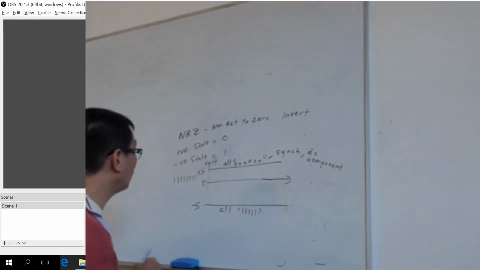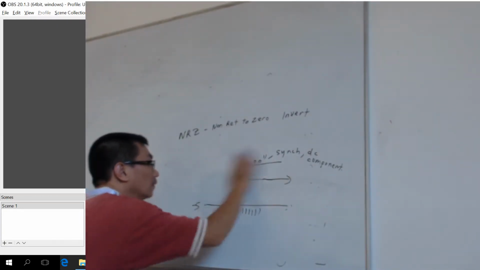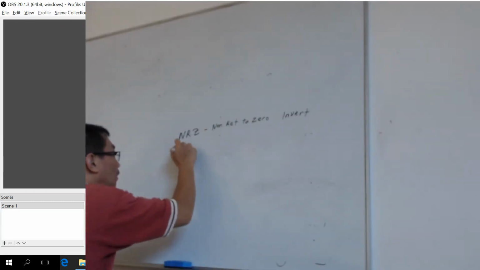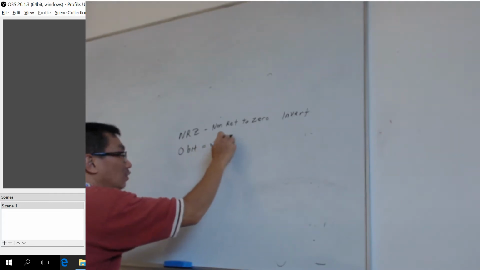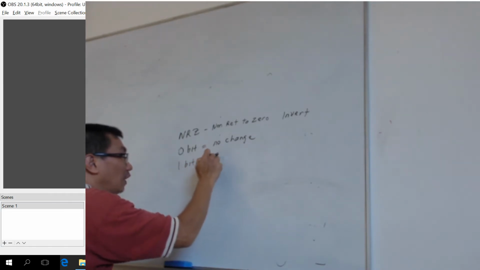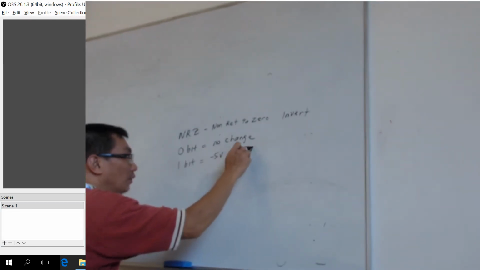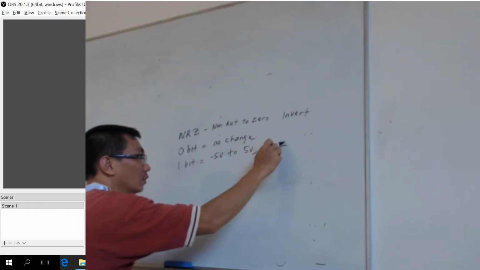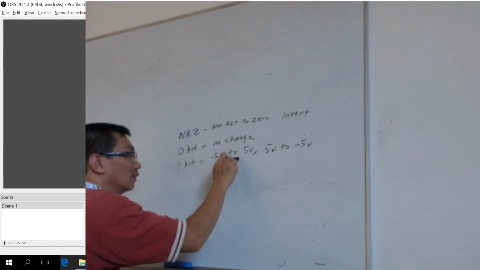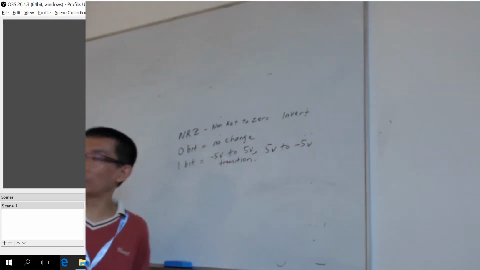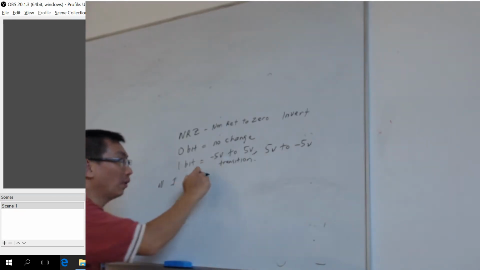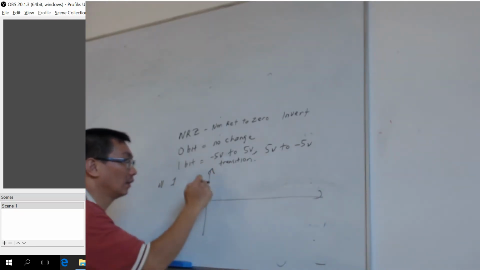So in NRZ-L inverted, a 0 bit means that there's no change. A 1 bit means that it changed from negative 5 volt to positive 5 volt, or from positive 5 volt to negative 5 volt. This means there's a transition. Okay? Suppose you send all 1. Alright? So how will your signal look like? Your signal will look like this.